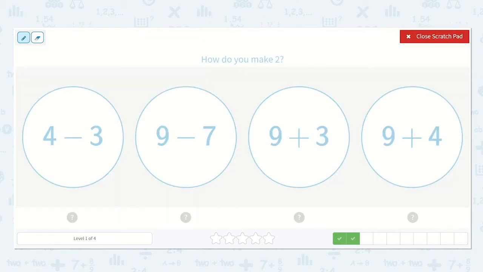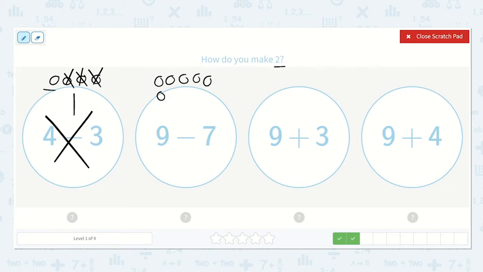Next, they ask, how do you make 2? Here we have 4 minus 3. Well, let's check that one. 1, 2, 3, 4, and if we take away 3, 1, 2, 3, we're left with 1. So no, that one is not it. Let's try this one. 9 minus 7. 1, 2, 3, 4, 5, 6, 7, 8, 9, minus 1, 2, 3, 4, 5, 6, 7. We are left with just 2. That's the number we're looking for.